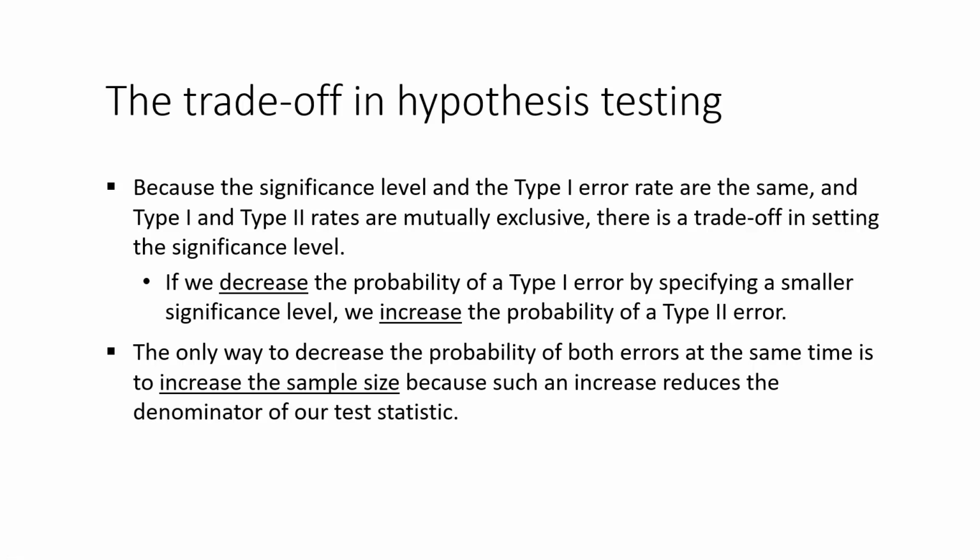Now there is a trade-off. For a given sample size, if you increase your type 1 error, you decrease type 2 and vice versa. The only way of decreasing both type 1 and type 2 errors is to increase your sample size.